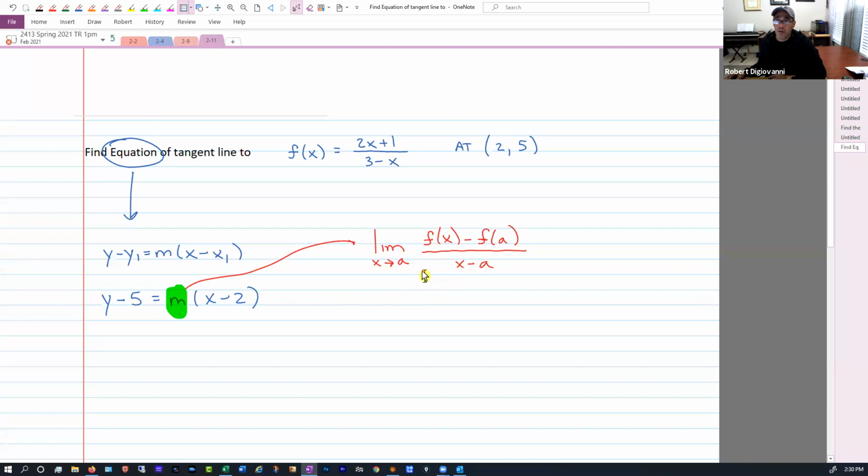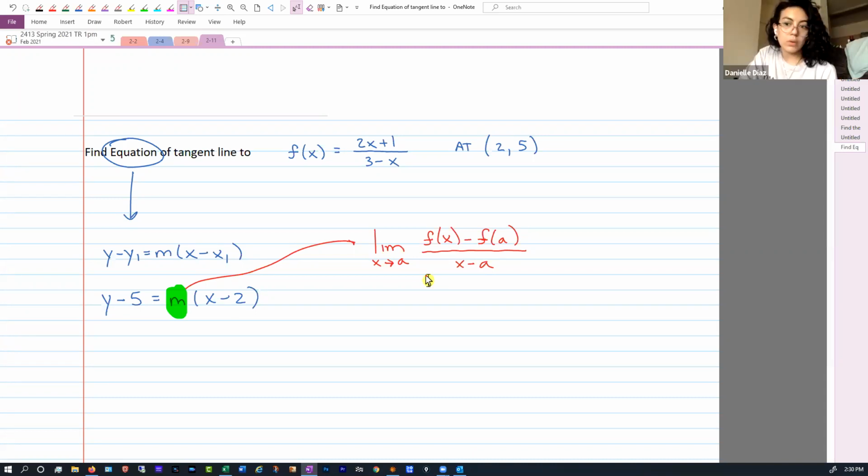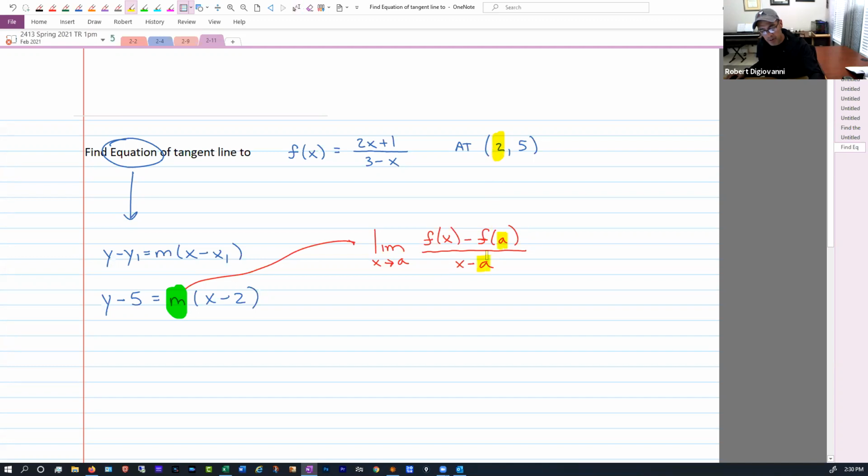Right? That's the formula we're going to use for this. Now, what is the a for us here, though? 2. A is the 2. So this number right here will always be that number here and here and here. So let's plug that in.